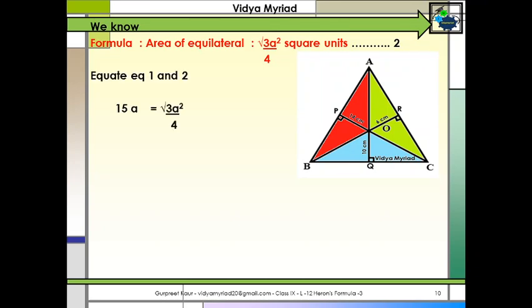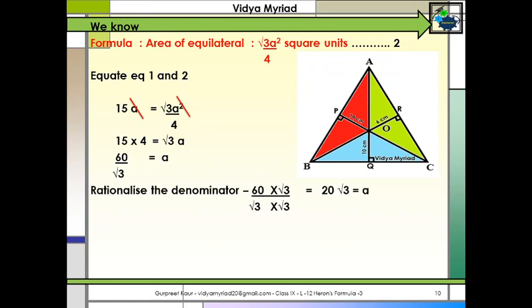So it will be 15a is equal to root 3 upon 4a square. And if you see 1a and over there 1a, left hand side both can get cancelled, and I can simply find out the a part. Now it comes to 60 upon root 3. So there should not be root in the denominator, and I know I can rationalize the denominator to find out its value. It comes to 20 root 3, which is equal to a. So with this I am able to find out the value of a.